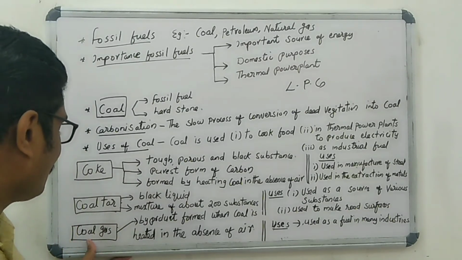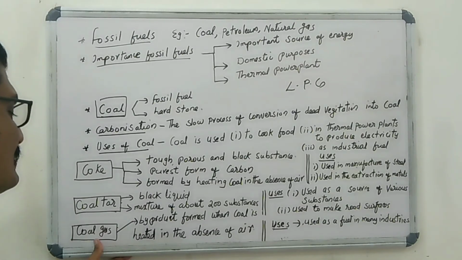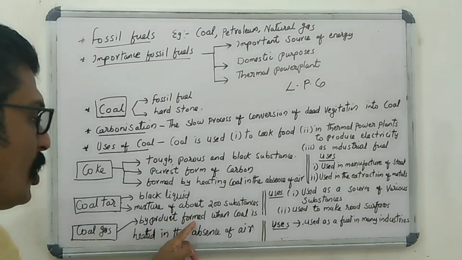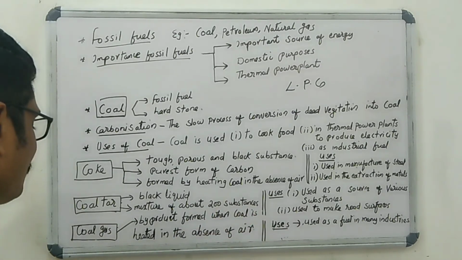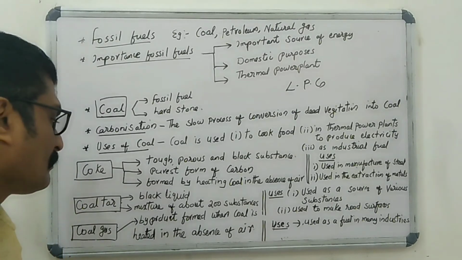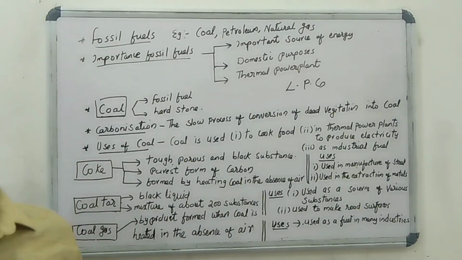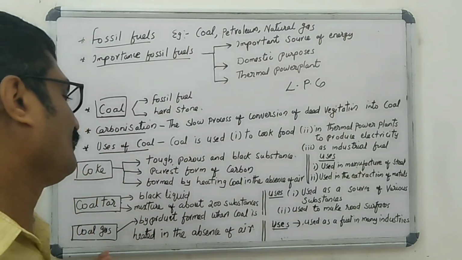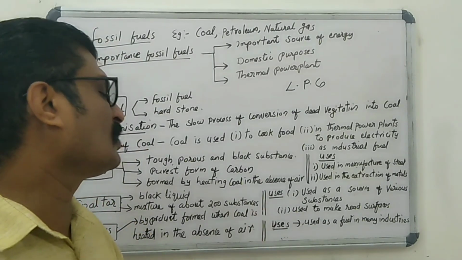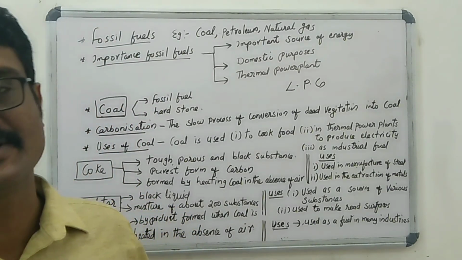And next one is coal gas. What is coal gas? Coal gas is a byproduct formed when coal is heated in the absence of air. And the main use of this coal gas: coal gas is used as a fuel in many industries.